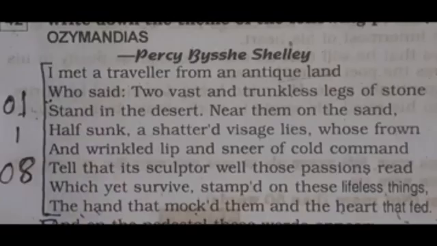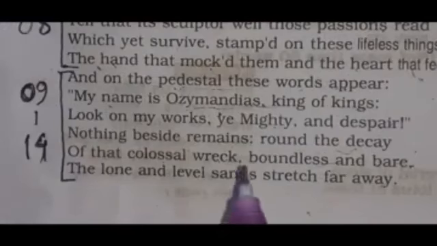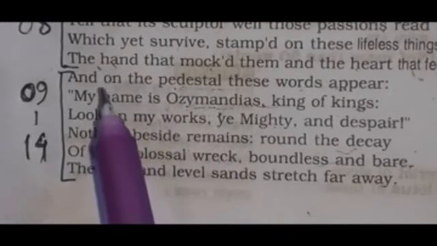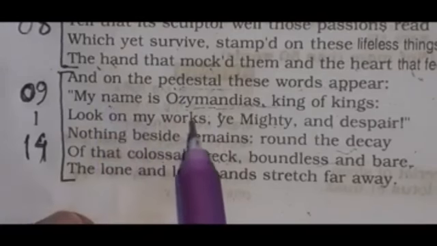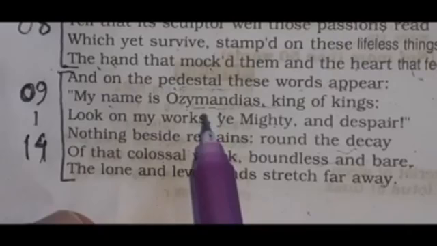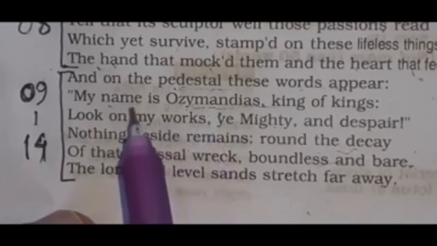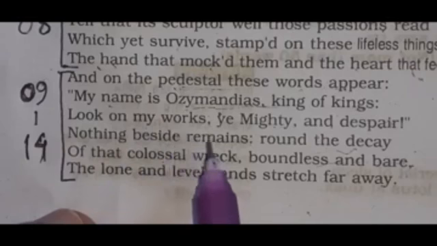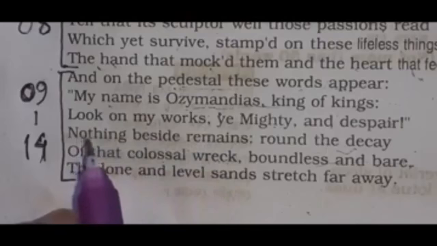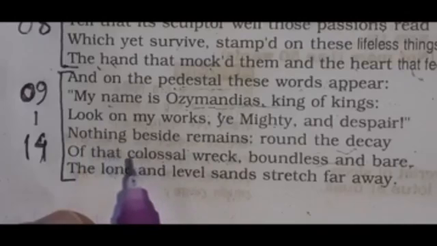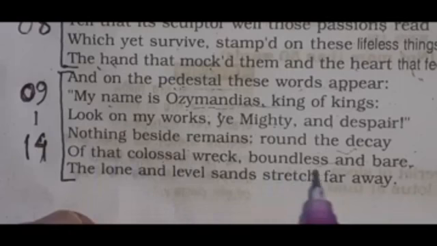Then let's know about the line number 9 to 14, where the traveler tells the speaker about an inscription that read that it was the structure of Ozymandias and he was the king of the kings. The inscription says that Ozymandias performed mighty works but nothing exists. In course of time, everything is destroyed as his works have been destroyed. Ozymandias, the powerful ruler, also has been destroyed. Now his structure is the only thing in this barren and flat desert.